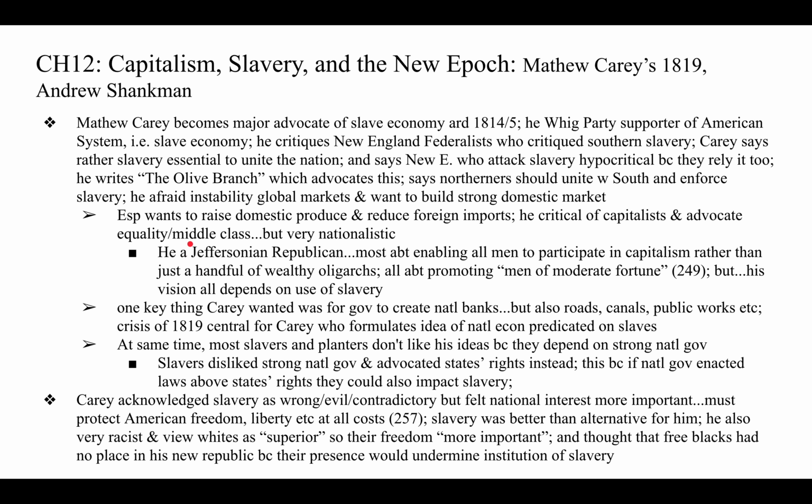he held up the interests of the middle class, but of course he was very nationalistic as well in this process. He was a Jeffersonian Republican, which was mostly about enabling all men to participate in capitalism rather than just a handful of wealthy oligarchs. It was all about promoting, quote, men of moderate fortune. But his vision all depends on the use of slavery.